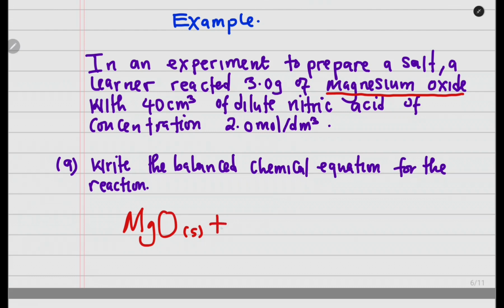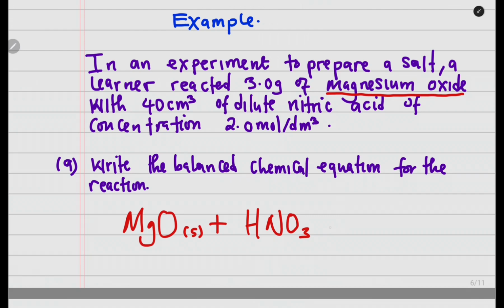Then react with. This plus means react with. Here you are saying dilute nitric acid. So here it is reacting with nitric acid. It doesn't matter where they say dilute, but you need to know that that is nitric acid. So nitric acid is written as this. So this is the nitric acid.